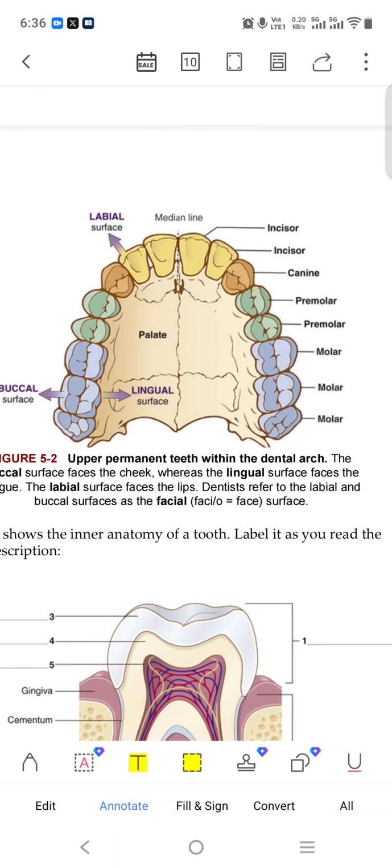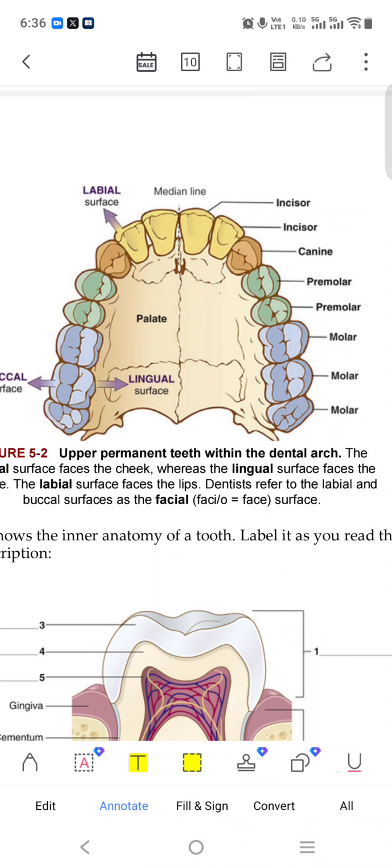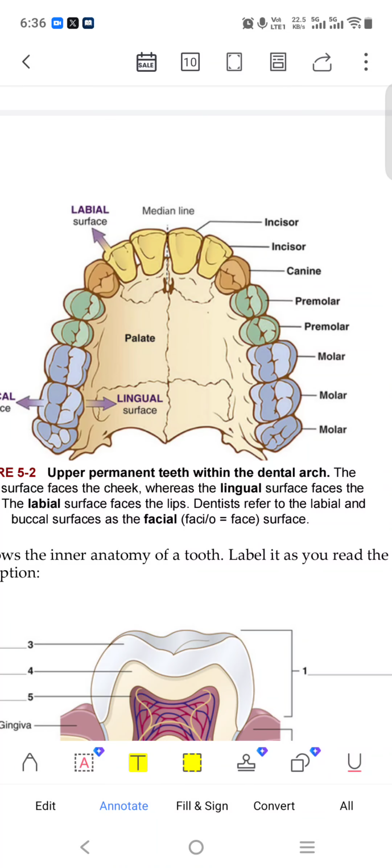So in this teeth diagram, the first tooth you can see on the top right is the incisor. Okay, incisor.